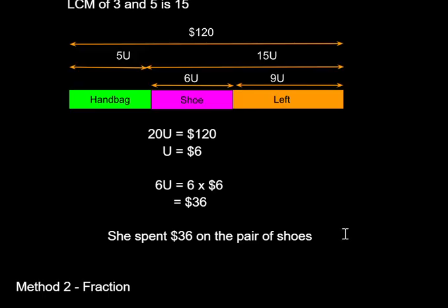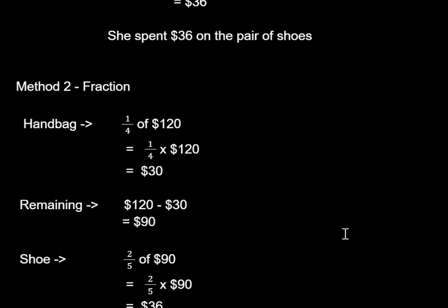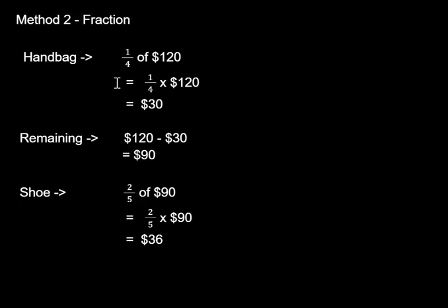Okay, now let's see how we solve it using fractions. How do we do it? She spent 1/4 of $120 on the handbag. So it's 1/4 times 120. You cancel: 120 divided by 4, you get 30. So it's $30 on a handbag. The remaining must be 120 minus 30, which is $90.